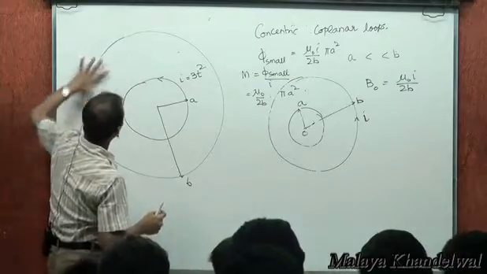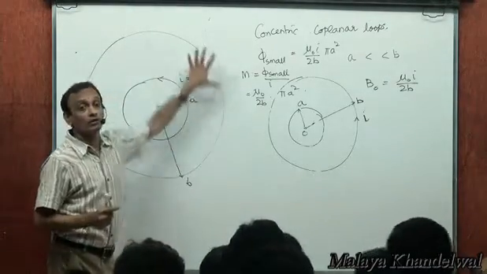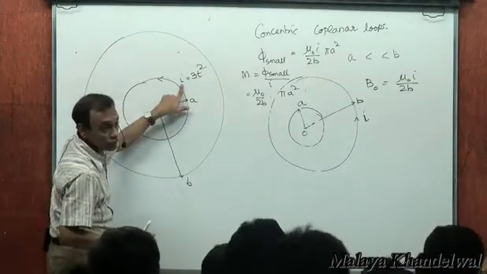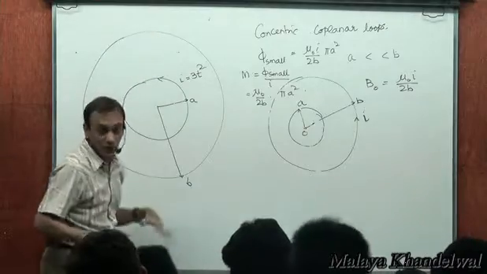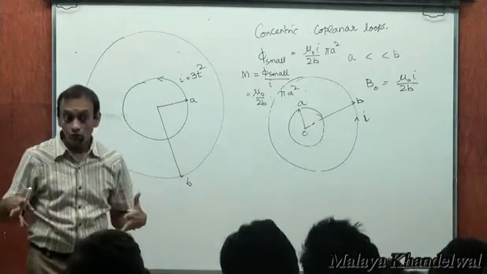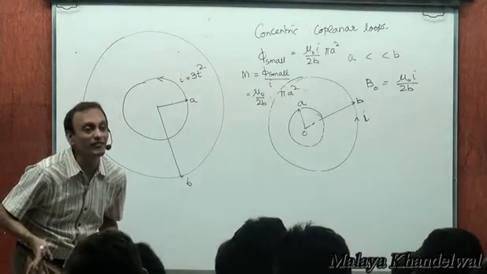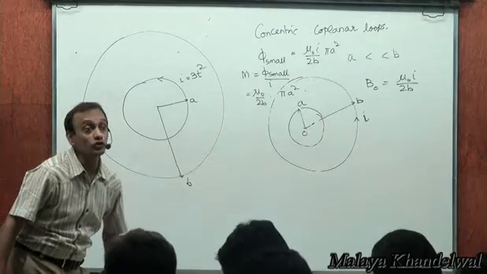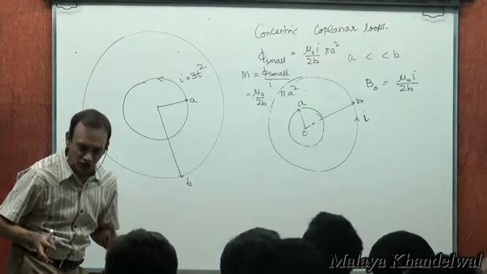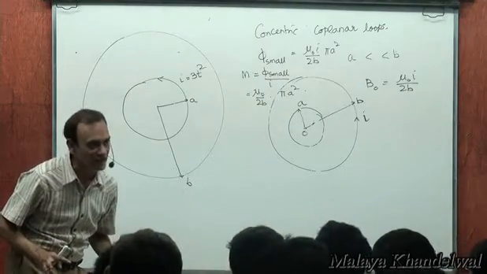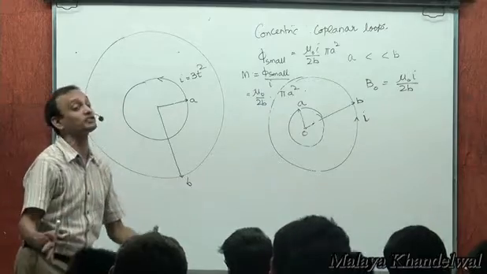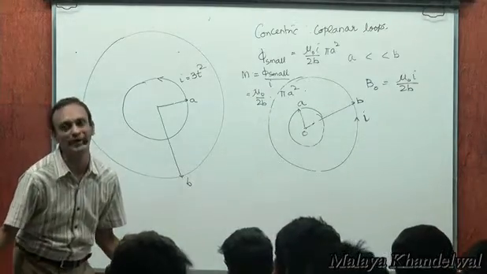I want to calculate, so this is varying with time. So the flux associated with the bigger loop is varying with time. Therefore, there must be an induced EMF in the bigger one. Now, to calculate the induced EMF in the bigger one, I should know the flux through the bigger one as a function of time and differentiate that with respect to time. That will give me the induced EMF through the bigger one, right?